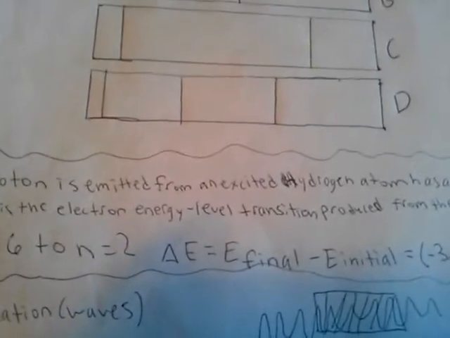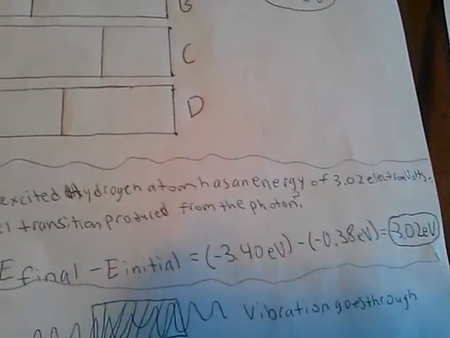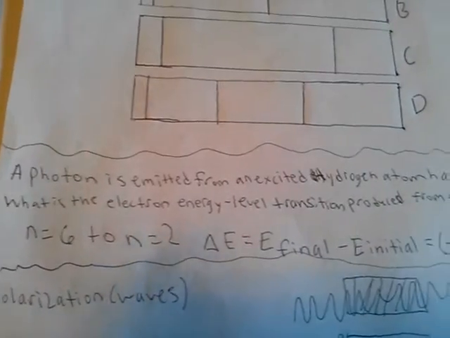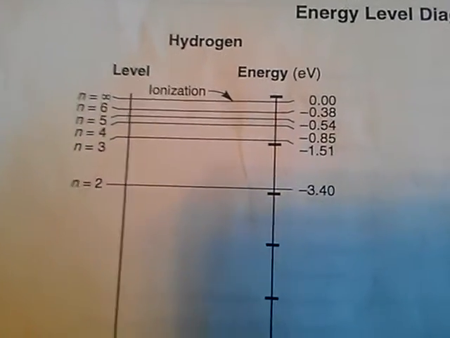A photon is emitted from an excited hydrogen atom. It has an energy of 3.02 electron volts. What is the electron energy level transition produced from the photon? You want to use the formula change in E equals E final minus E initial. Then go to the reference table, the page that has energy level diagrams, and look at n equals 6 equals negative 0.38, and n equals 2 equals negative 3.4. So you plug that into the formula: negative 3.4 electron volts minus negative 0.38 electron volts, which gives you negative 3.02 electron volts, which is what you want. So the answer would be from n=6 to n=2.